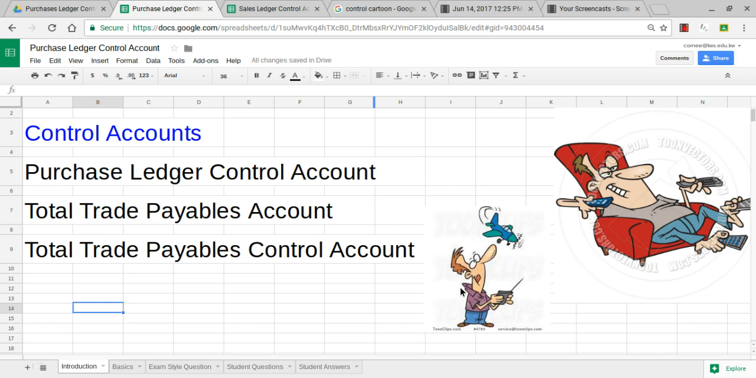Hi, welcome to this video where what I'm going to be looking at is control accounts. Last time I looked at the sales ledger control account, which is also called the total trade receivables account or the total trade receivables control account. This time we're going to be looking at the purchase ledger control account, which is also called the total trade payables account and the total trade payables control account. So if you're doing a question from a textbook, it may be called any of those three things. They are all exactly the same.